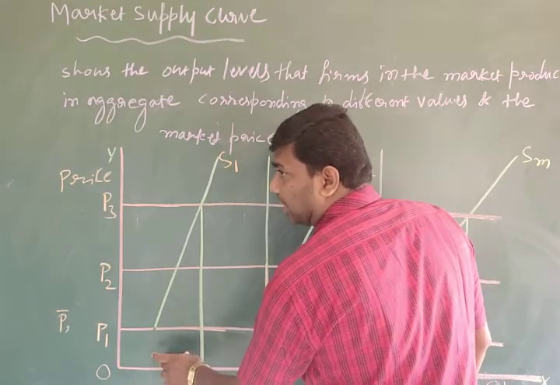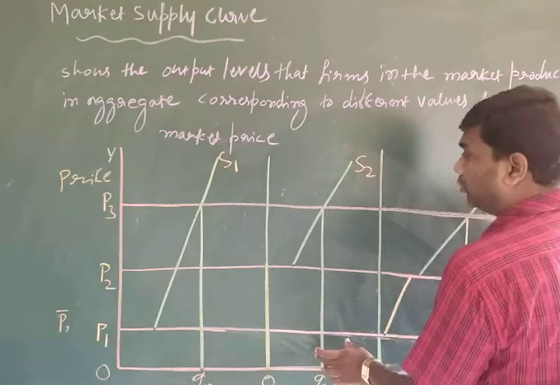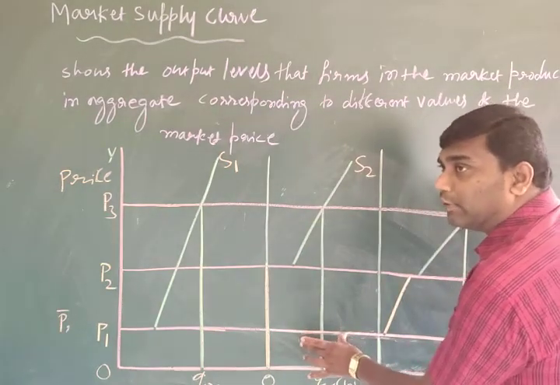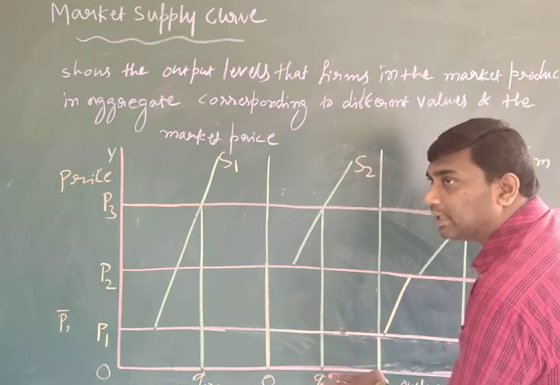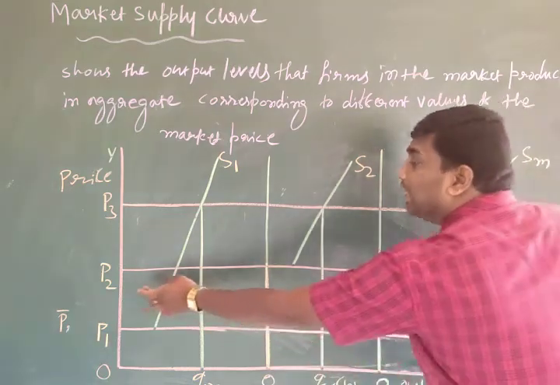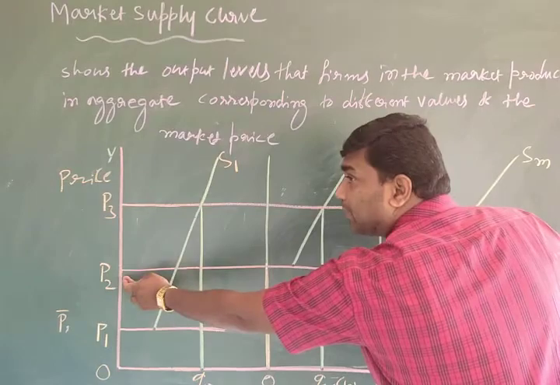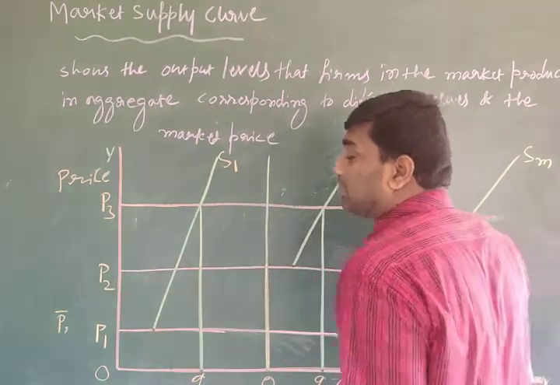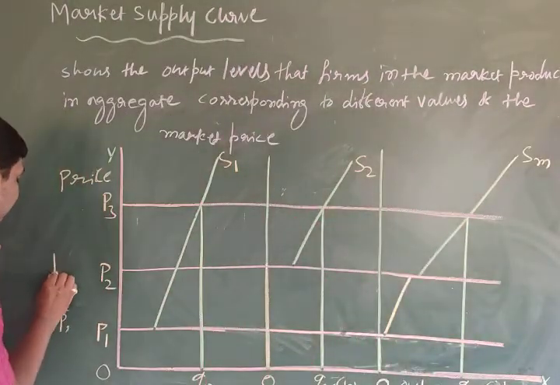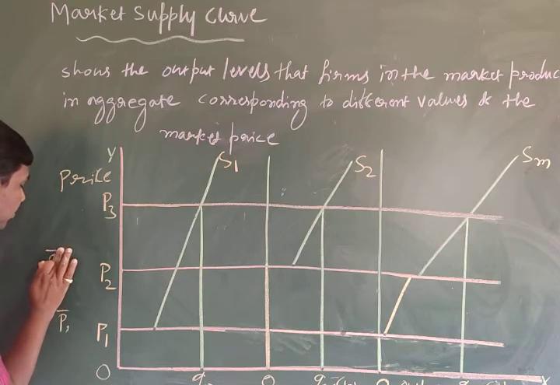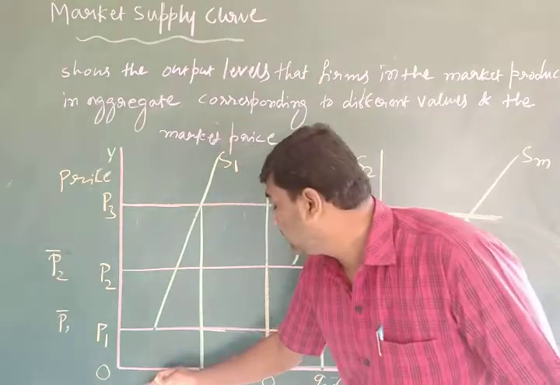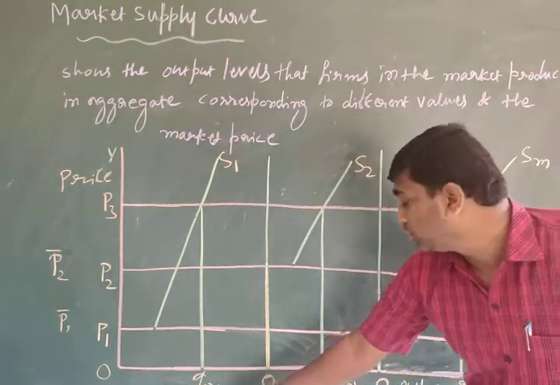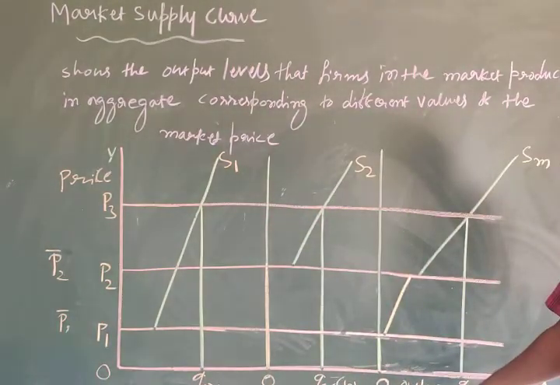You have to understand here, this is firm 2. Even firm 2 will not produce anything if the market price is less than P2, which we can also write as P bar 2. This is firm 1, this is firm 2. That is Q3, Q4. This is the market supply.